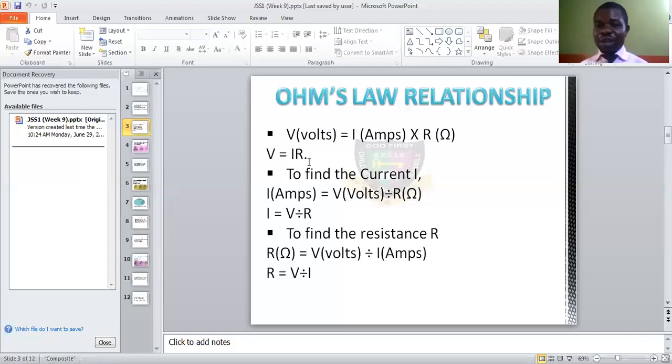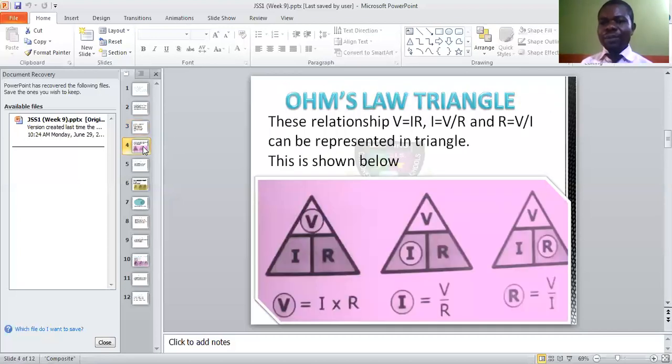These are the relationships: I is equal to V divided by R. Then R is equal to V divided by I. And V is equal to I times R. That is the relationship that they have. We also need to look at this relationship. It can be fixed in a triangle. We call it the Ohm's law triangle. In the triangle, I is equal to V all over R, and R is equal to V all over I. Please have these things in your brain.